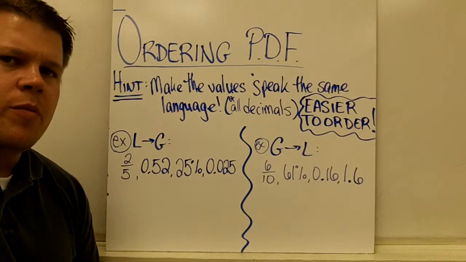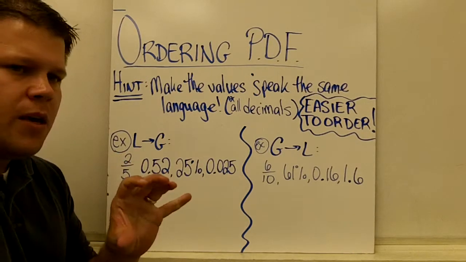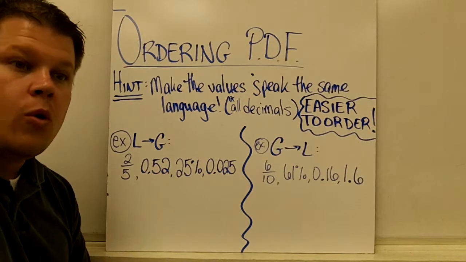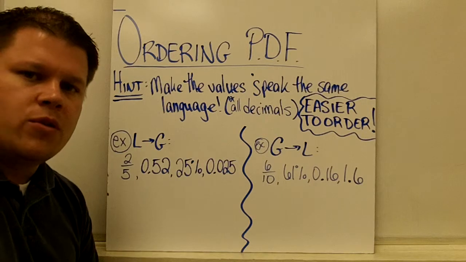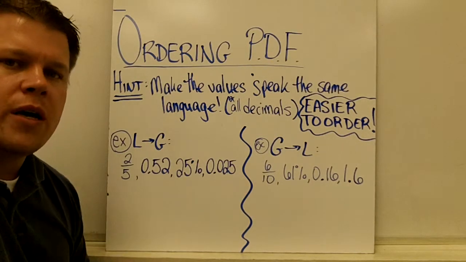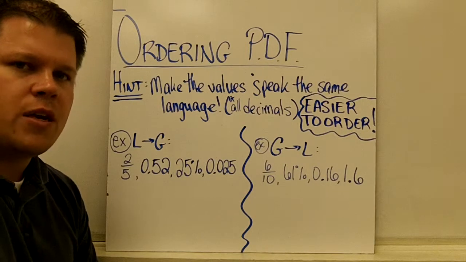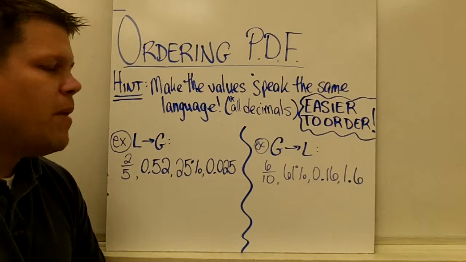The hint that I want to present to you at the very beginning before doing any examples is to make the values that you're trying to order, or compare for that matter, the same. Make them all speak the same language. If you prefer that everything looks like a decimal, then make them all look like a decimal. Use those conversion strategies that we talked about in class and that we practiced at home, and make everything look the same.